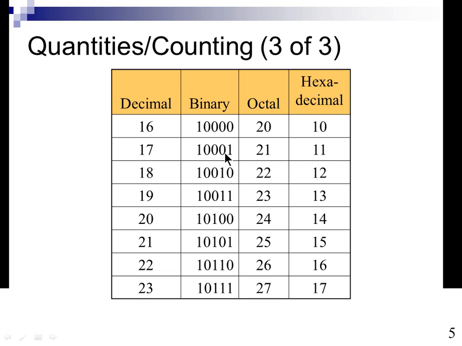17 will be, these are 5 bits now: 1, 0, 0, 0, 1. This weightage is 2 raised to 0, and this weightage is 2 raised to 4. Anything raised to 0 is 1, so 1 into 1 is 1. 2 raised to 4 is 16, into 1, 16. 16 plus 1, 17 in decimal. This is how binary numbers work for decimal and hexadecimal numbers.